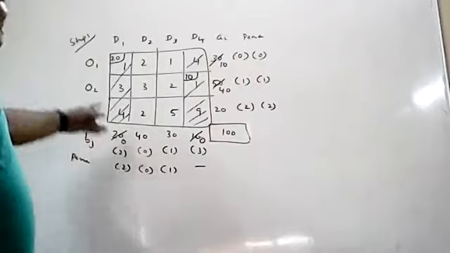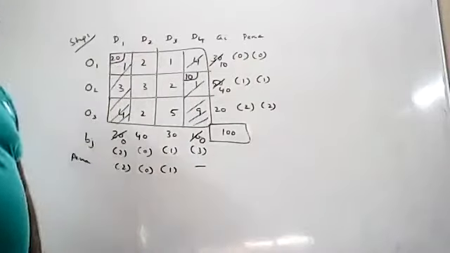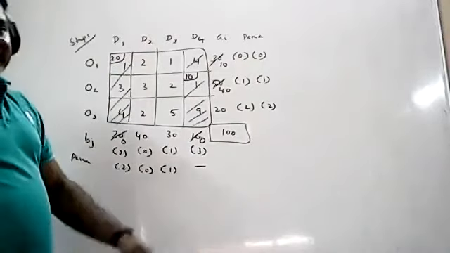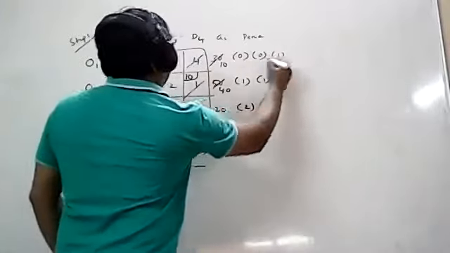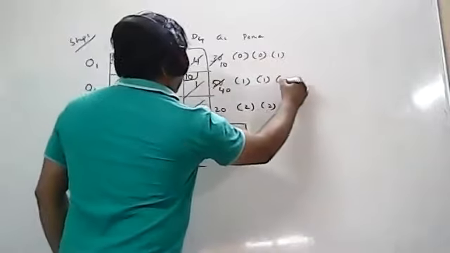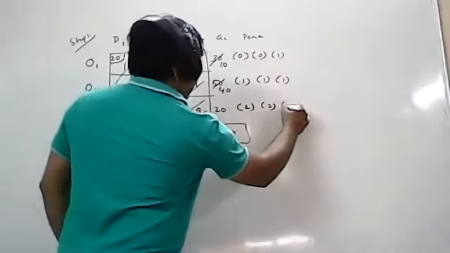Again, how many rows are there? 3 rows are there. How many columns are there? 2 columns are there. Repeat the procedure until you get a single row or single column. Again, you have to calculate the penalties. 2, 1, difference is 1. 3, 2, difference is 1. 2, 5, difference is 3.